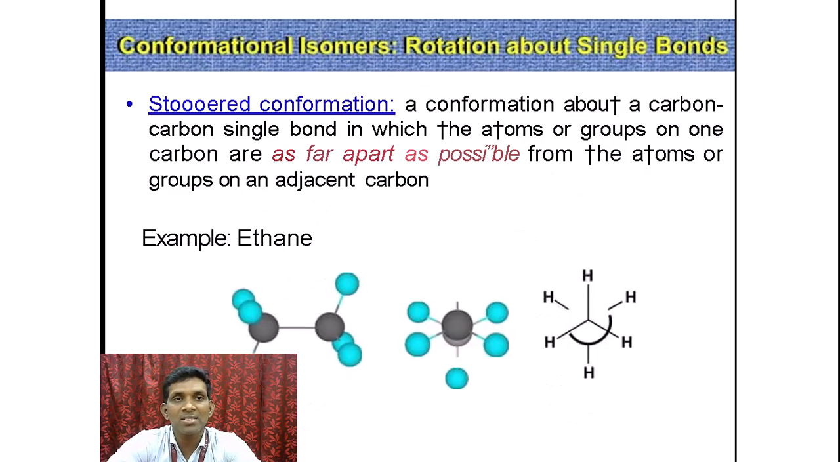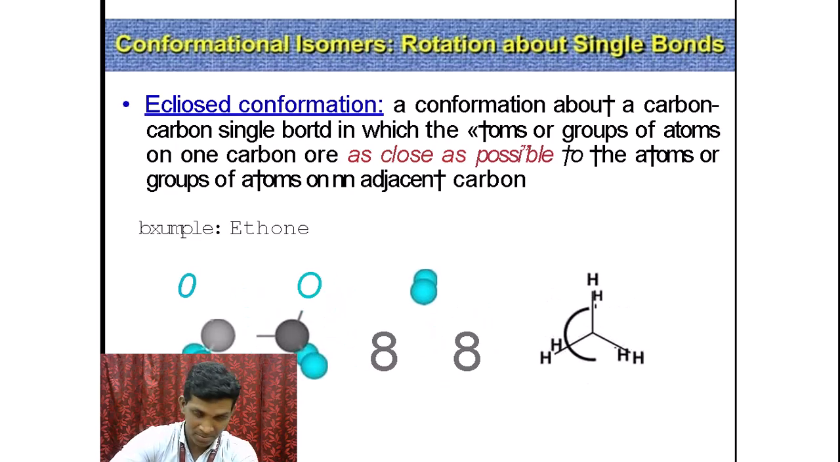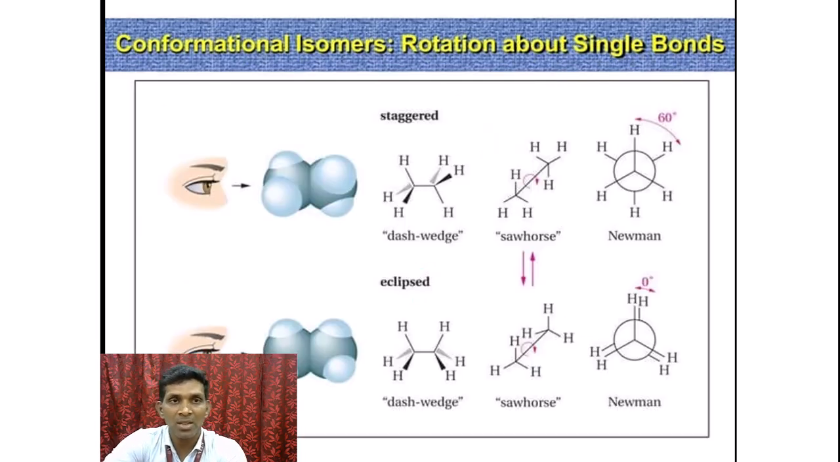So this is the staggered conformation. What is a staggered conformation? The conformation about a carbon single bond in which atoms or groups are as far apart as possible from each other. The example is seen here, the ethane molecule, and we have the eclipsed conformer. In the eclipsed conformer, the CH bonds are eclipsing each other, and this is the visualization of the ethane molecule, and you have to write that ethane in a dash-wedge formula also.